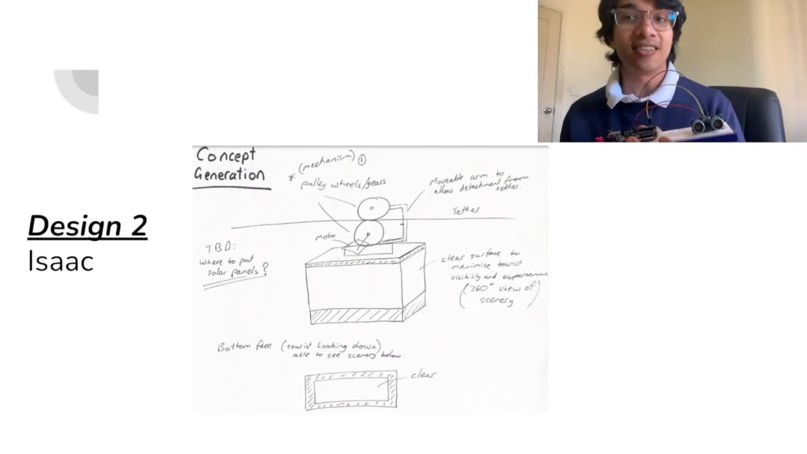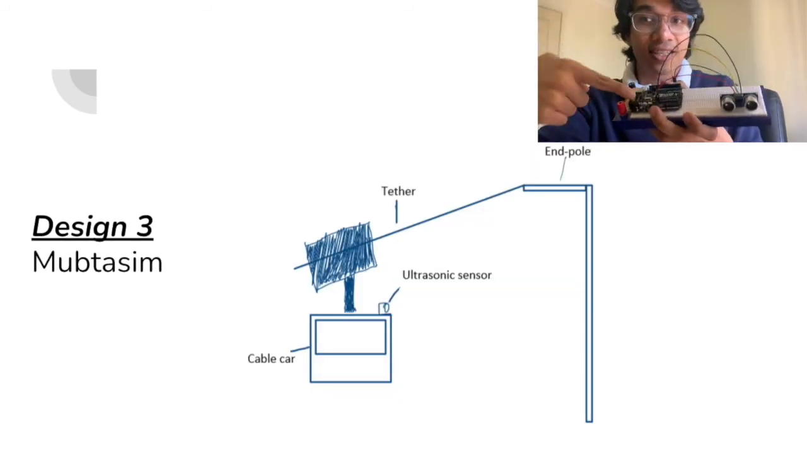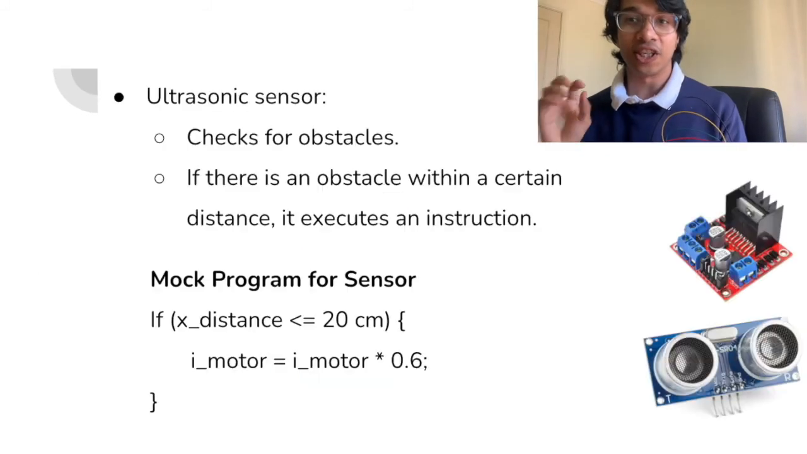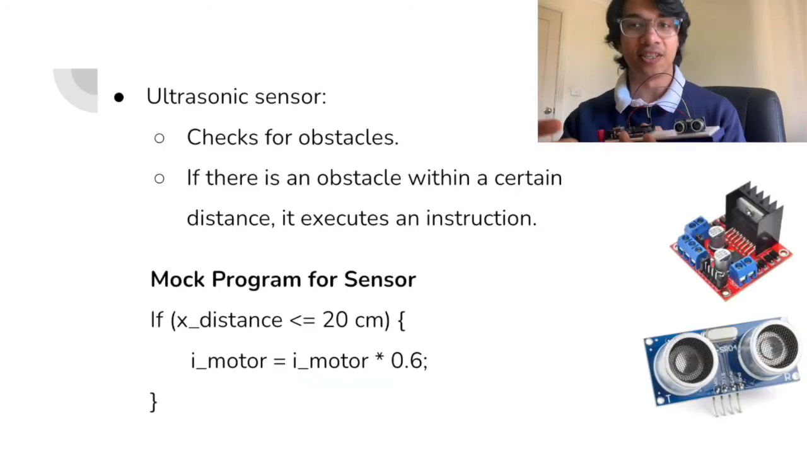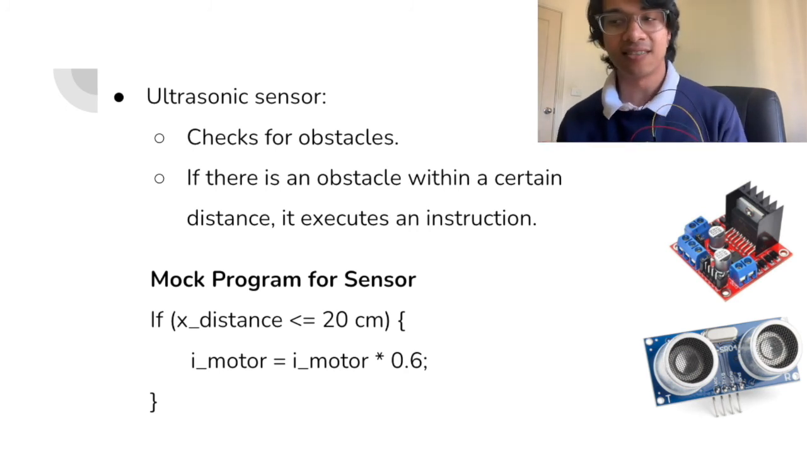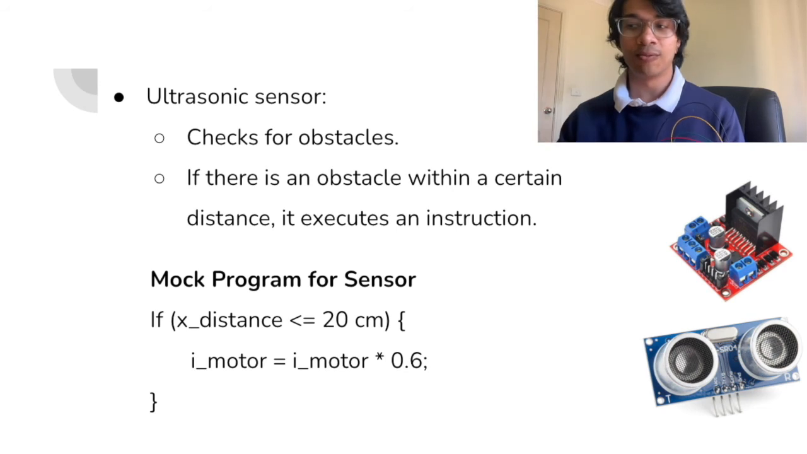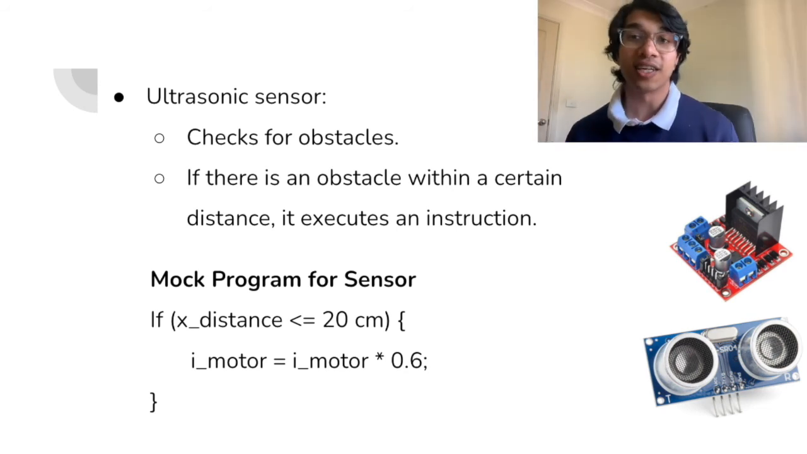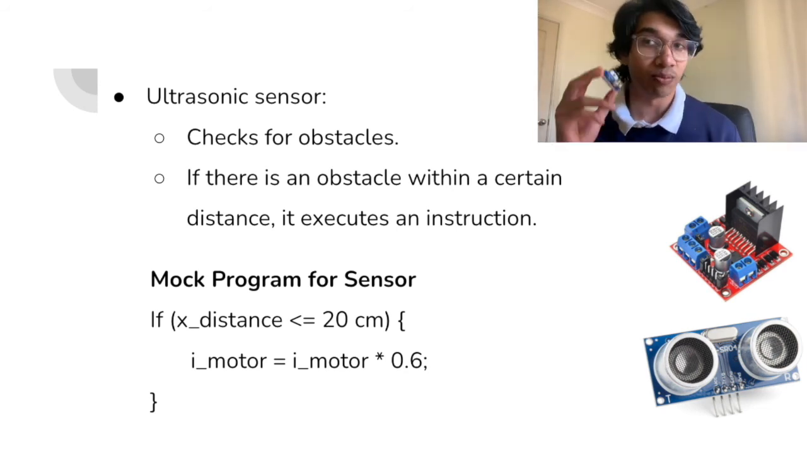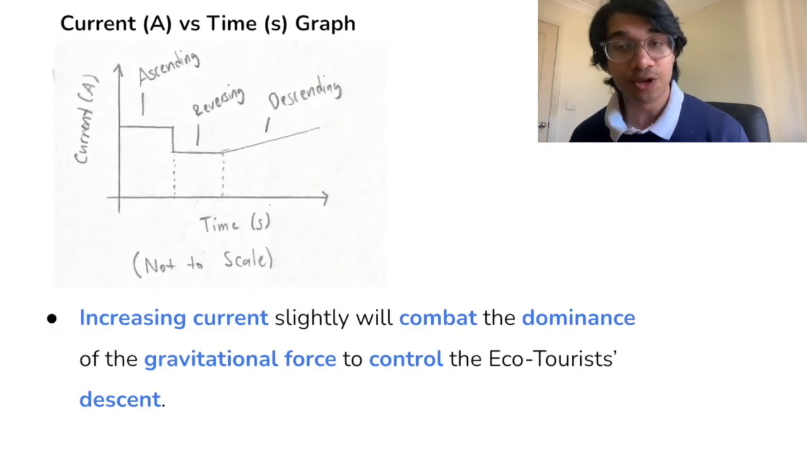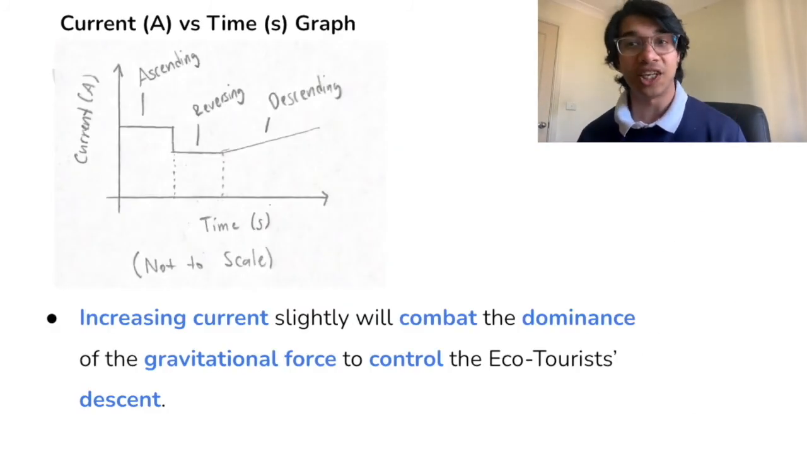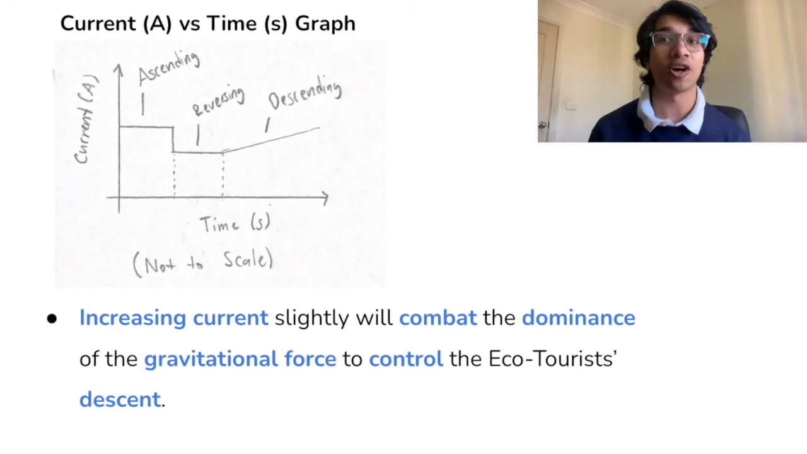So the idea is that an ultrasonic sensor that is connected to our Arduino will constantly check for the presence of an obstacle. And if there is one, it will be able to measure the distance between them. If this distance falls below a certain value, let's say 20 centimeters, the Arduino will reverse the direction of the cable car. We can achieve this with the Arduino by using a motor controller to limit the flow of current that goes to the motor. This will reduce the motor's torque and allow us to use the gravitational force to direct the net force of the cable car down the tether.